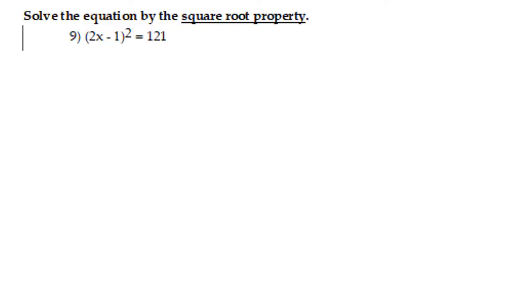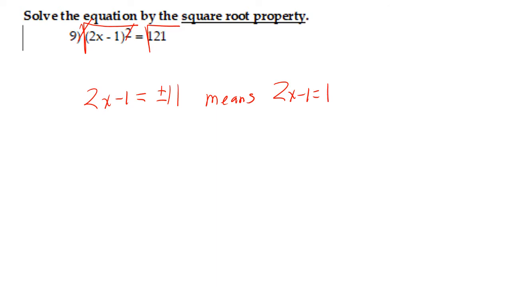Now on this equation, we have to solve it with the square root property, which means we will take the square root of both sides of the equation. When I do that, the square root cancels the exponent 2, just leaving 2x minus 1. And the square root of 121 is 11. But we want a complete solution, so we will include both positive and negative. When you see this, this means you have two different situations. You have 2x minus 1 equals positive 11, and we have 2x minus 1 equals negative 11.